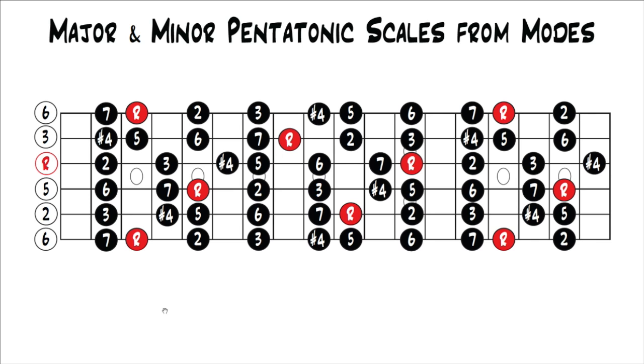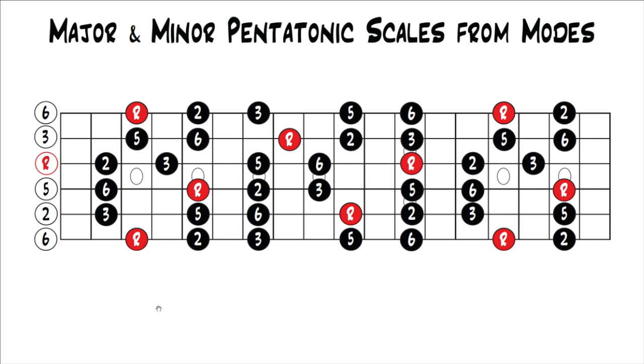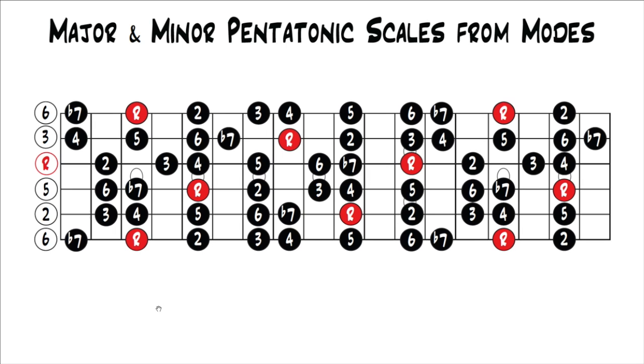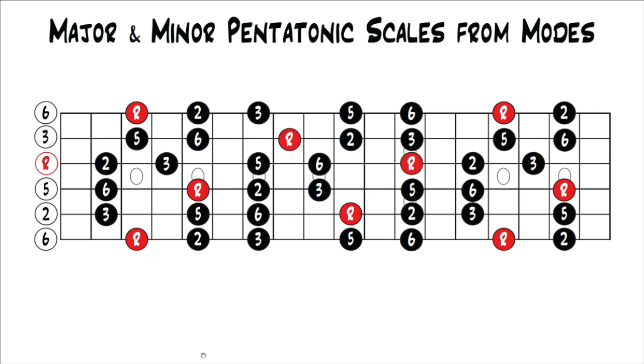Or you can do it from G Lydian. G Lydian is root, 2, 3, sharp 4, 5, 6, 7. You just remove the sharp 4 this time and the 7, and that will give you G major pentatonic scale. Or you can do it from G Mixolydian. G Mixolydian is root, 2, 3, 4, 5, 6, flat 7. This time you just remove the 4 and the flat 7. That gives you G major pentatonic scale.